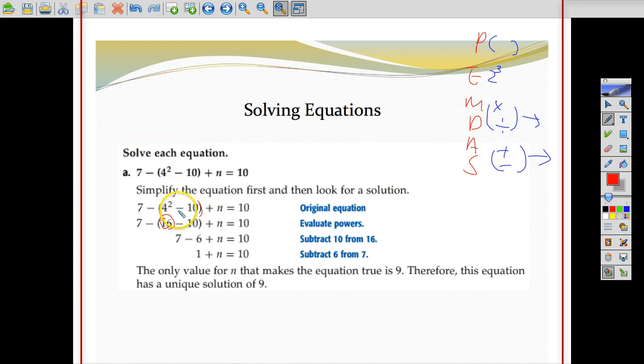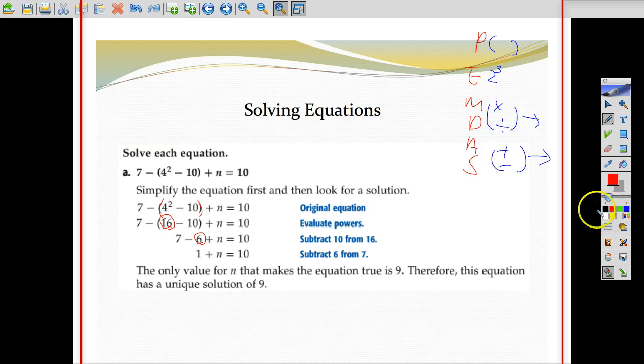Okay, next step, you're going to subtract. We're still working in the parentheses. Within it, you evaluated the exponent first, and then you subtract 16 minus 10. That became 6. Okay, so next, are we going to subtract or add? In this case, it's an n, so we can only subtract numbers first. So 7 minus 6 became 1. Now you have 1 plus n equals 10. The only value for n that makes the equation true is 9. Therefore, this equation has a unique solution of 9.